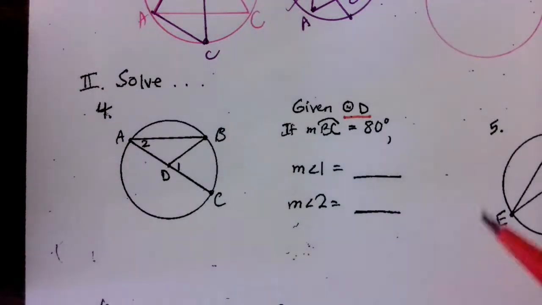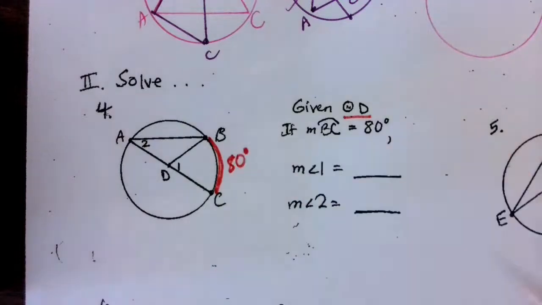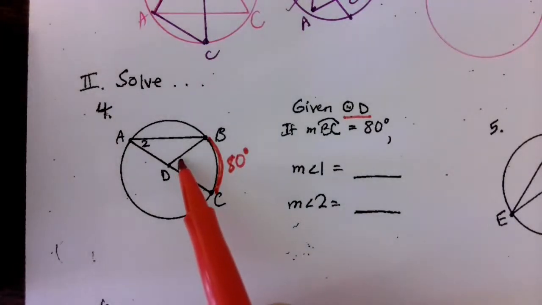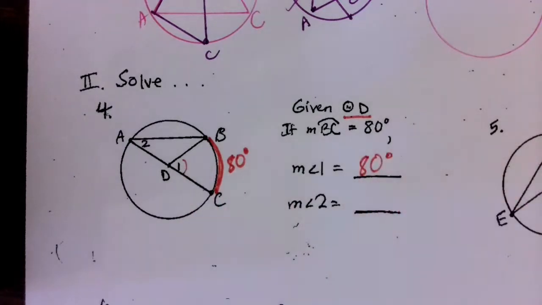So we know the measure of arc BC is 80 degrees. That is given. And we want to find the measure of angle 1 and the measure of angle 2. So pause the video, try it. Okay, awesome. So you figured out angle 1, if we're using our vocabulary, is a central angle, and that's the same as the arc, which is what we learned last week.